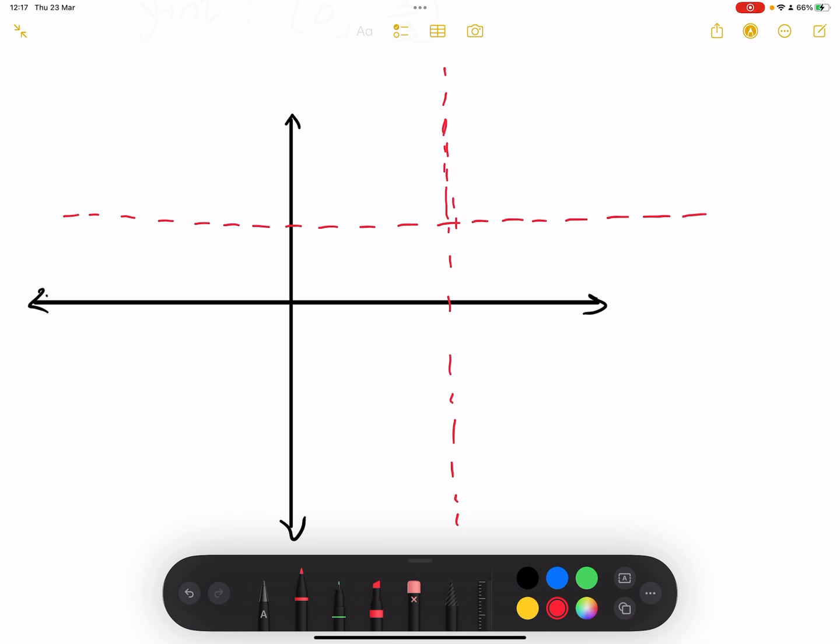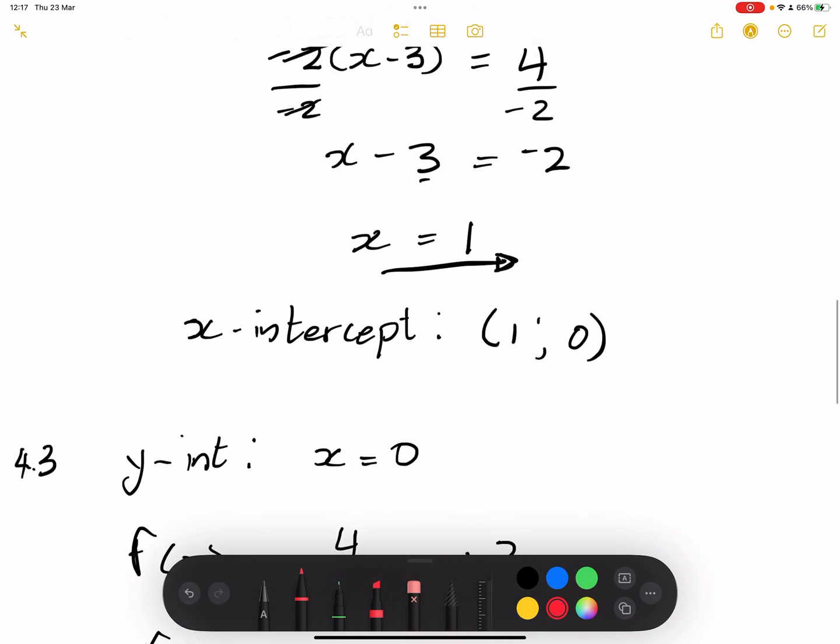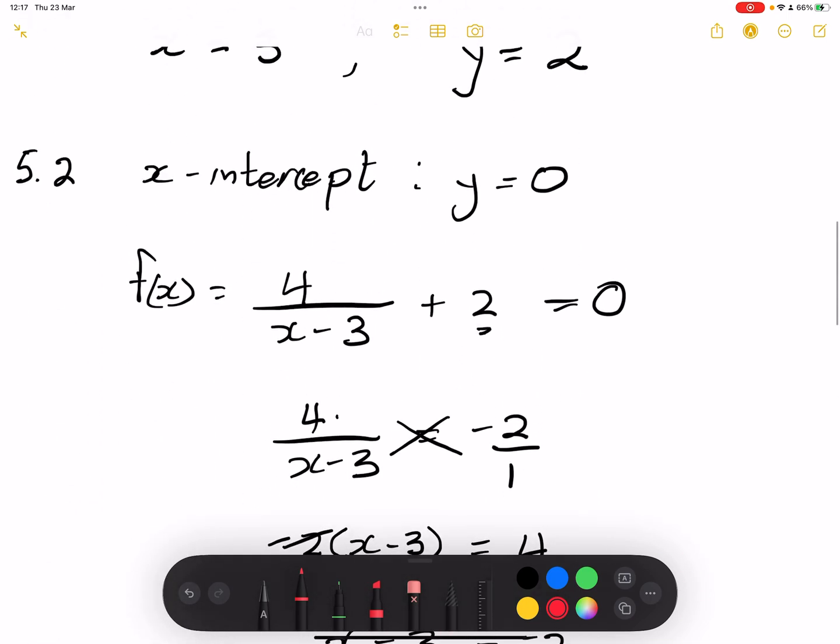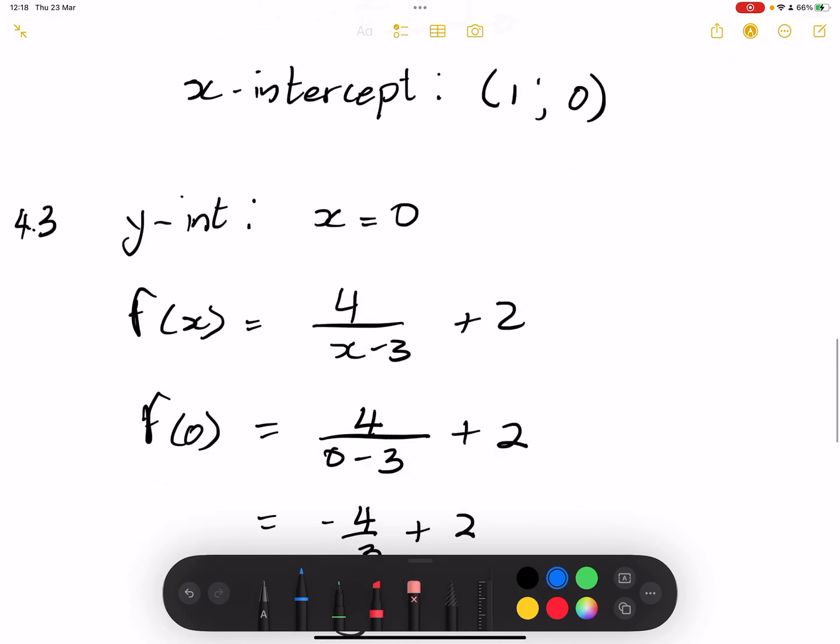Now, we know by the way, when the a value is greater than 0, so this value here is greater than 0, it means this would be a hyperbola that's in the first and the third quadrant. But if a is less than 0, then it would exist in the second and the fourth quadrant, right?